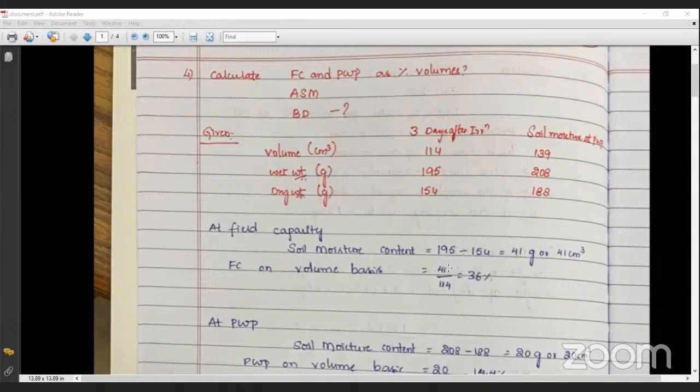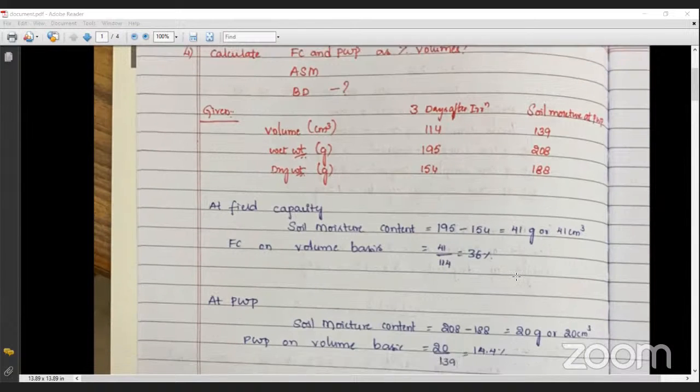You need not concentrate on this part. On volume basis, normally they will not ask. Only the soil moisture content at field capacity they will give on the weight basis, that is 195 minus 154. This part you have to consider, that is 41 gram. Okay, this is field capacity. What do you mean by field capacity? Wet weight minus dry weight. That is the formula. Wet weight minus dry weight will give the answer of field capacity.